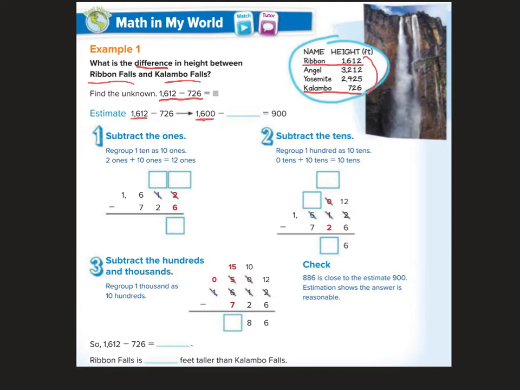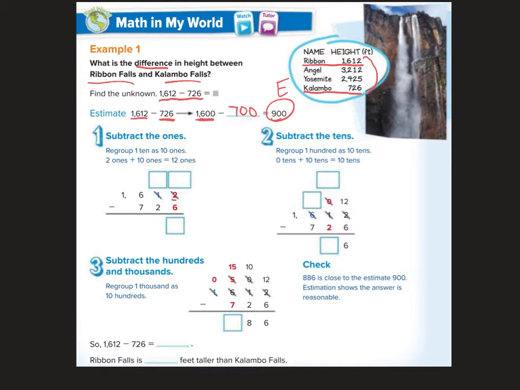1,612 is about 1,600. 726 is about 700. So if I take 1,600 minus 700, I get 900 is my estimate. Okay, and in that case, I could do 16 minus 7 is 9. So then 1,600 minus 700 would be 900. So kind of look at it that way, but here we go.